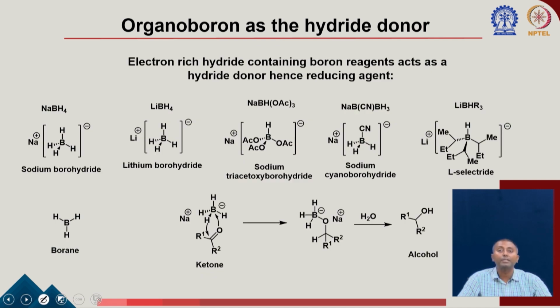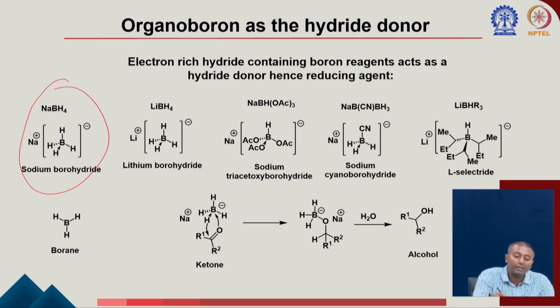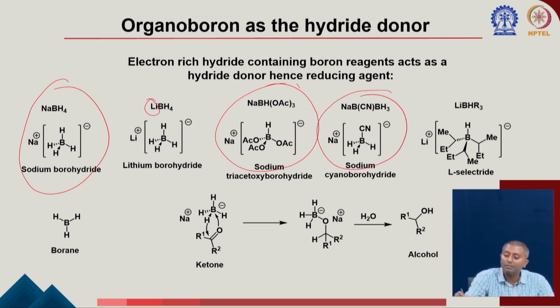So first, let's learn about the different types of reducing agents that are present from boron. One of them, I think I mentioned, is sodium borohydride, sodium with BH4 minus. It could be lithium, then it will be lithium borohydride, sodium triacetoxyborohydride, sodium cyanoborohydride, then lithium BHR3, or L-selectride, where the boron has 3 alkyl groups instead of 3 hydrogens, with 1 hydrogen.